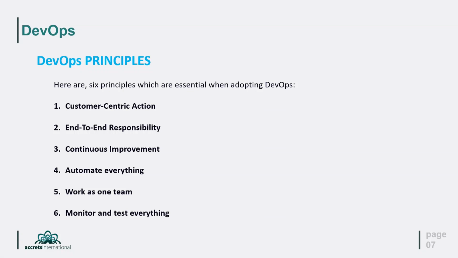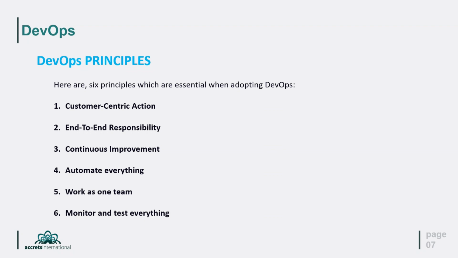This enhances the level of responsibility and quality of the products engineered. The next one, continuous improvement. This focuses on continuous improvement to minimize waste. Automate everything. Automation is an absolutely necessary principle of DevOps operation. This is not only for the software development, but for the entire infrastructure landscape too. Work as one team. In DevOps culture, designer, developer, and tester work as one team with complete collaboration. And the last, monitor and test everything. It is very important to have a robust monitoring and testing procedure. So this is how DevOps has the main 6 principles.